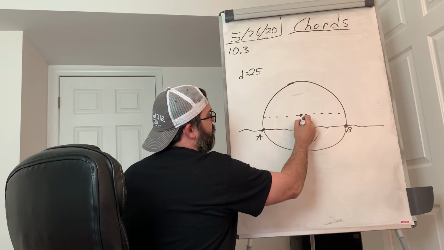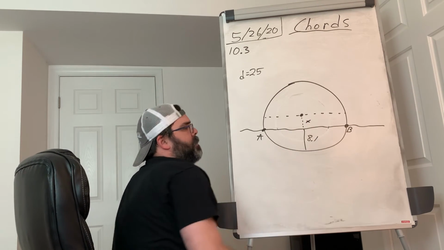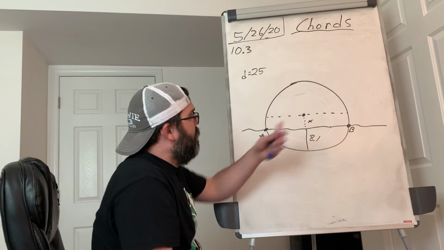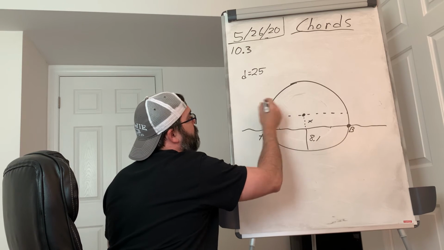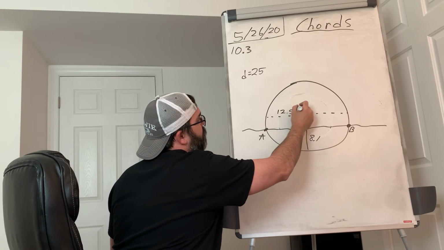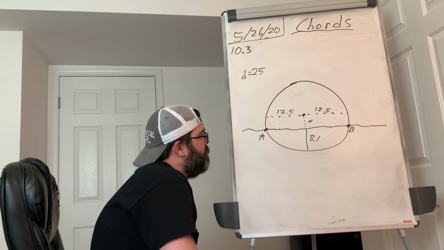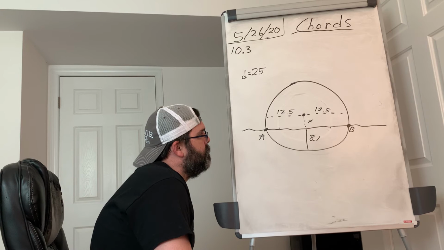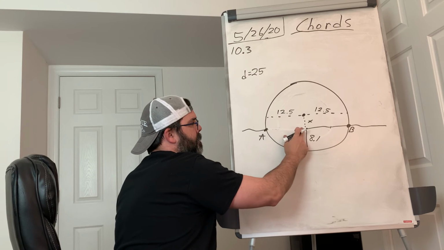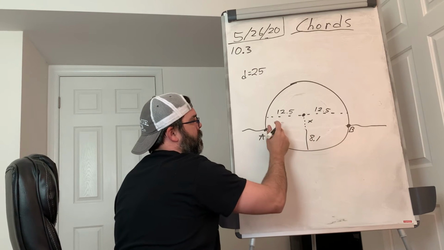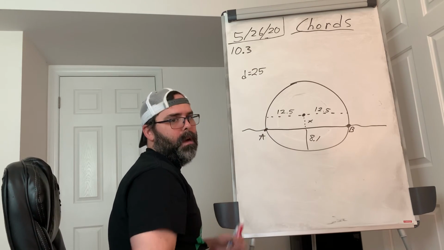So let's just extend this up here. We'll call this x, because we don't know what it is. The diameter is 25, so we know that this is 12.5, and this is 12.5. All right. So this water is confusing. Just think of it as a chord. So now we have a similar problem to what we've done.